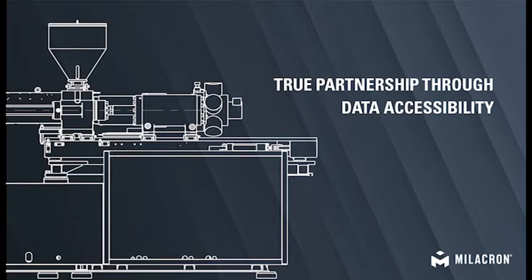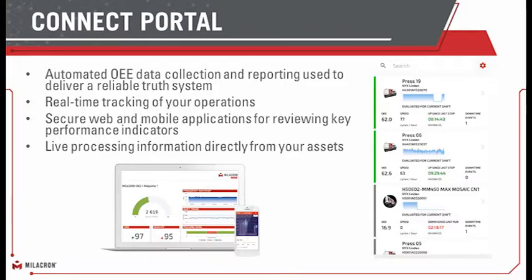Overall equipment effectiveness. It is a value that allows you to identify your machine's productivity by simply measuring the quality, the performance, and the availability of the asset itself. Connect Portal is a very good visualization system for calculating and showing you your OEE. So if you're curious, is my machine up or down? How effectively is it running?